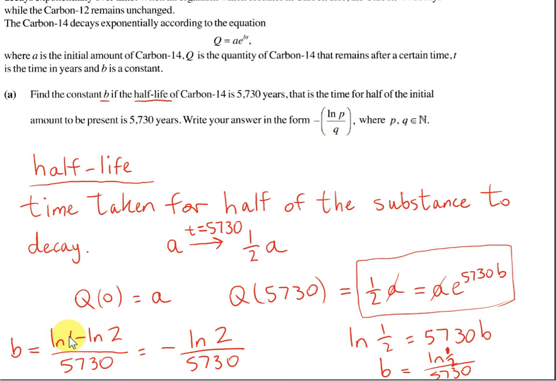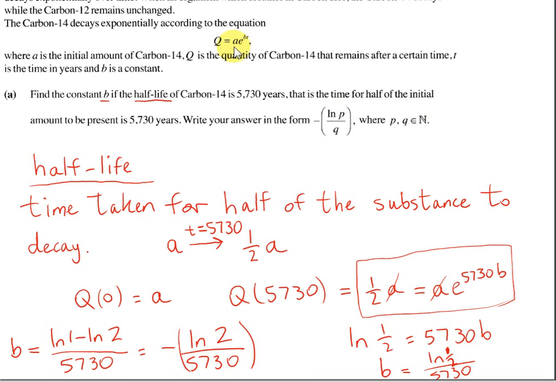Now the ln of 1 is 0, because any number to the power of 0 is 1. Log to the base e of 1 is 0. So we end up with 0 minus ln 2, or just minus ln 2 over 5730. So now it's in the form minus ln p over q. We can see that p must equal 2. So that's a natural number, and q, the other natural number, is 5,730.